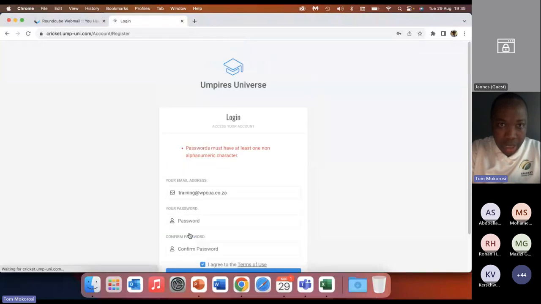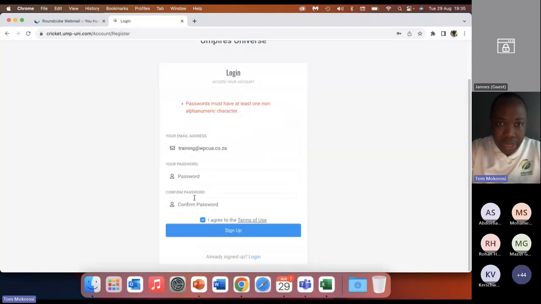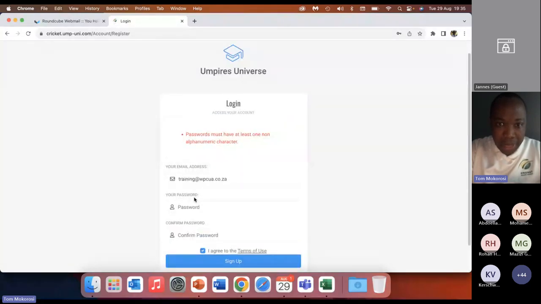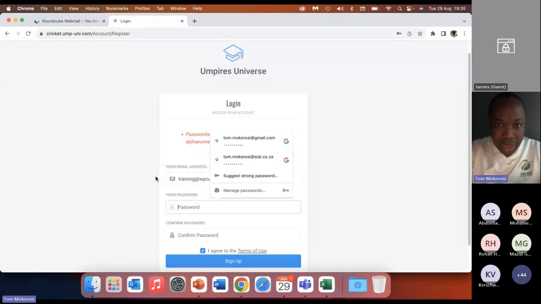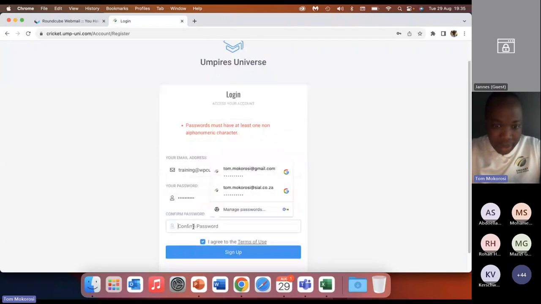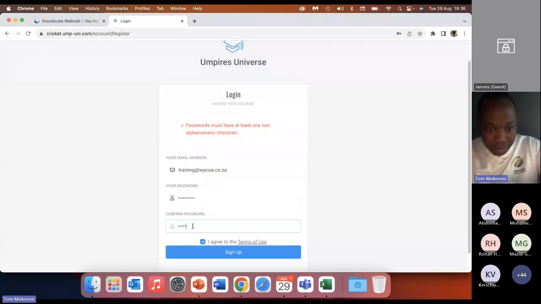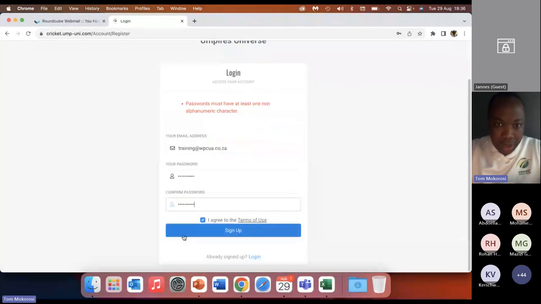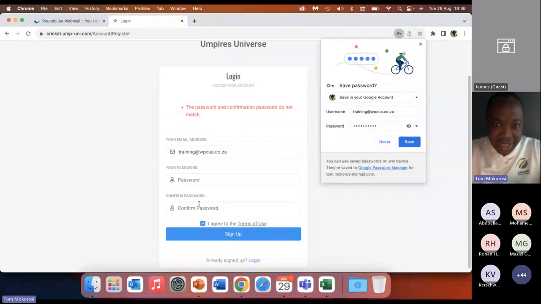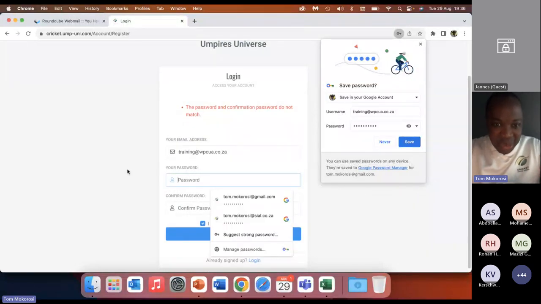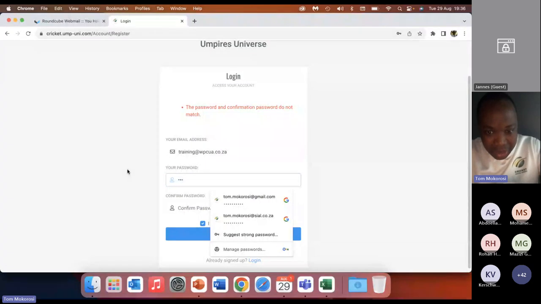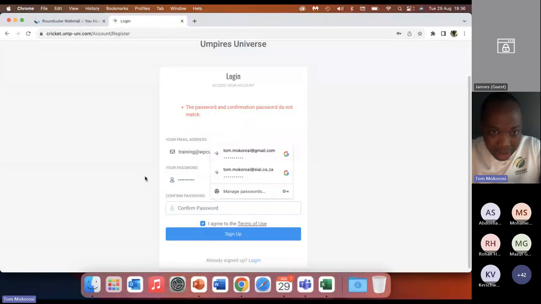So then I click on sign up, but I need at least one alphanumeric character, so my password is not strong enough. Let me try a different one. And we go sign up. So my keyboard doesn't work so well. Sometimes I type in a letter and it types it twice. So I just need to be very careful when I generate this password.